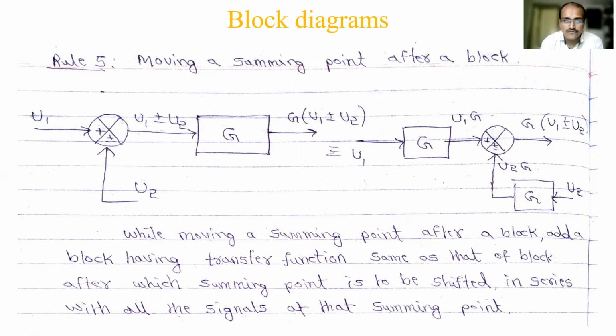So if you want to move a summing point, this is what is written here in the sentence. This is what the rule states: while moving a summing point after a block, add a block having a transfer function the same as that of the block after which the summing point is to be shifted, in series with all the signals at that summing point.